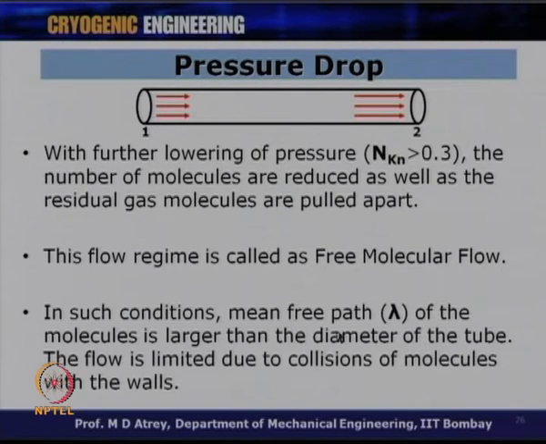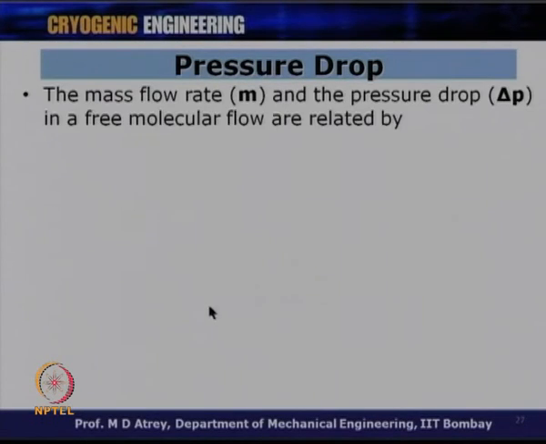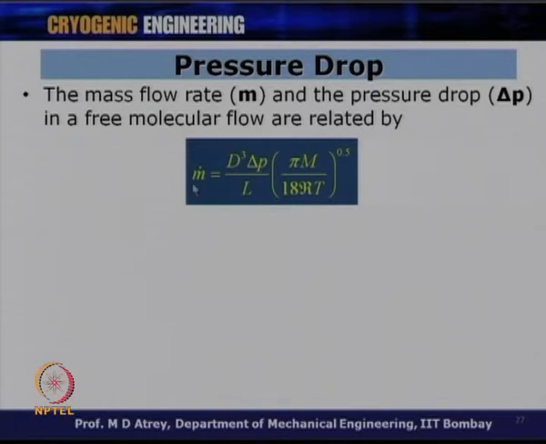In such conditions, the mean free path lambda of the molecules is larger than or comparable with the diameter of the tube. The flow is limited due to collisions of molecules with the walls. This is what we had talked about earlier. In this case, the mass flow rate m dot and the pressure drop in a free molecular flow are related by this formula. We get m dot directly proportional to d cubed, while m dot is still directly proportional to delta P.